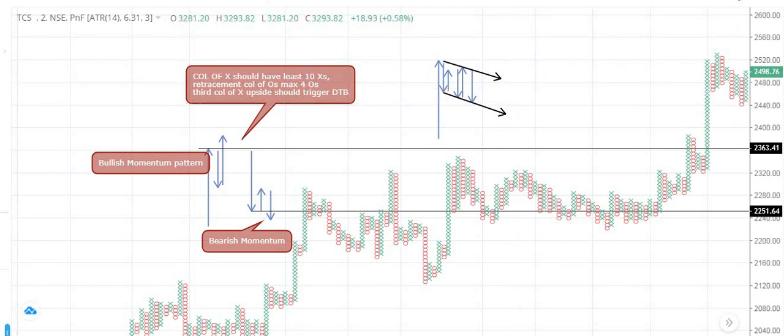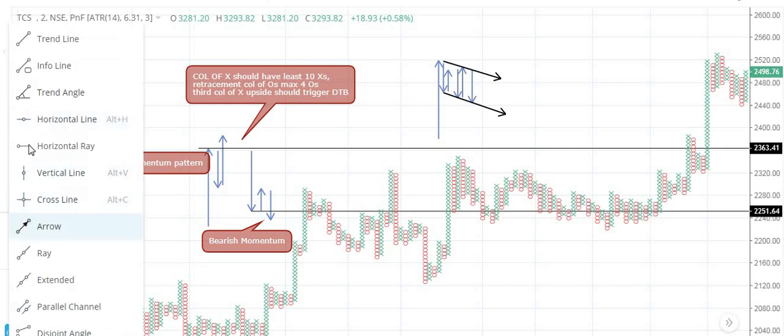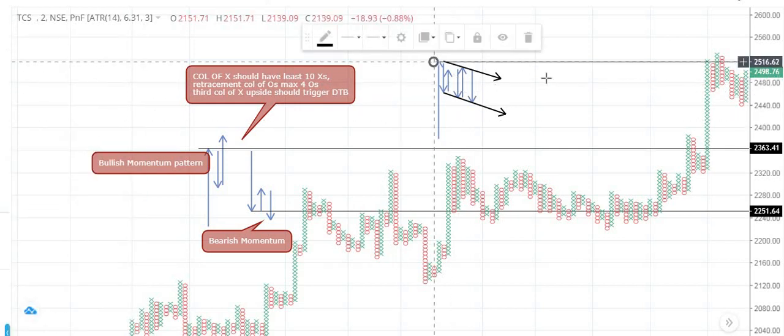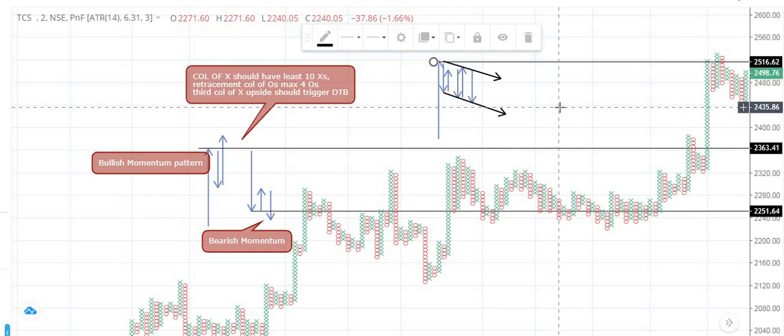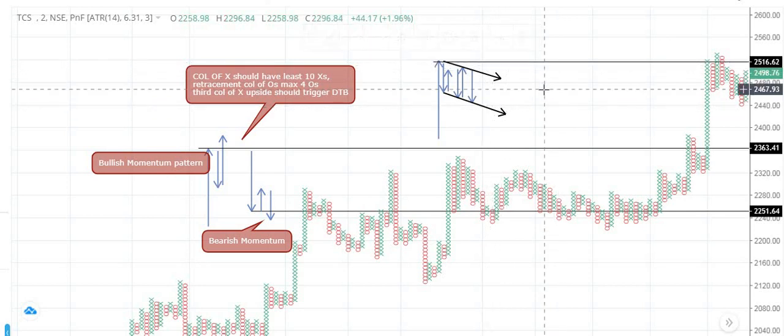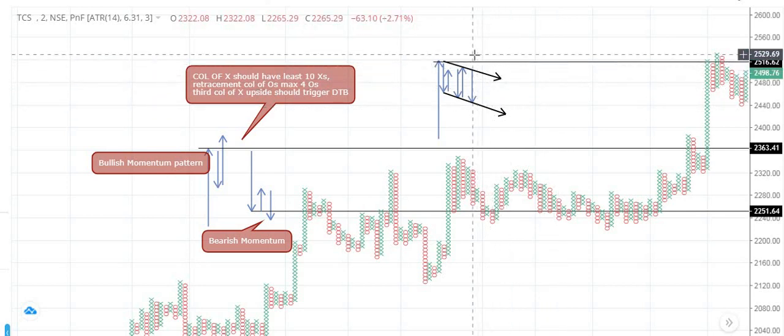Now whenever we get a bullish breakout above this, right?